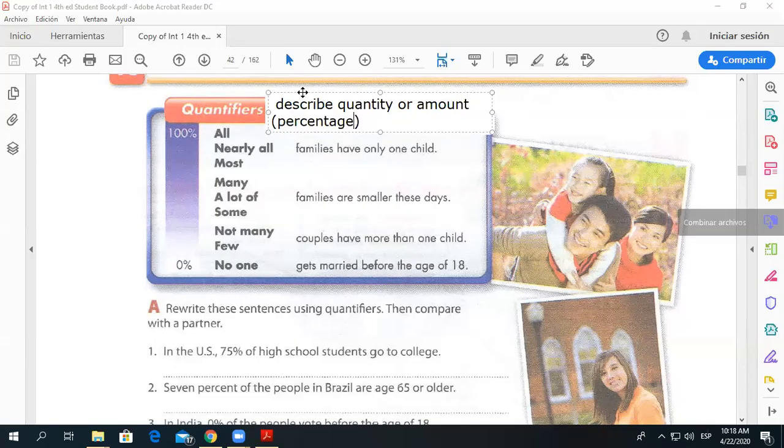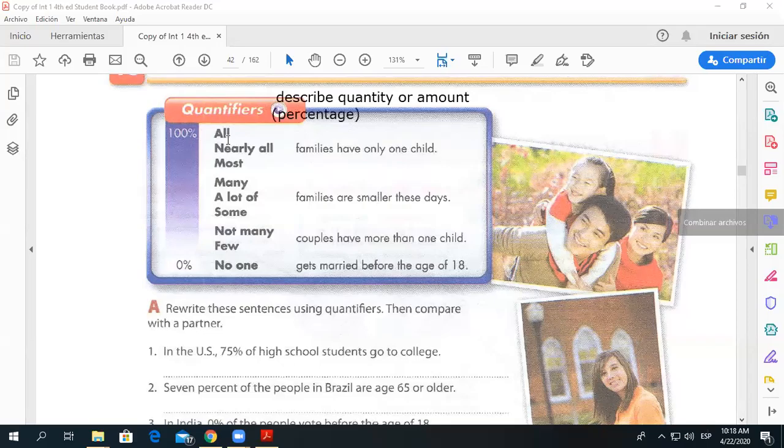So for example, you have all families have only one child. Nearly all families have only one child. Most families have only one child. So something you're going to do in your mind, because this is not perfect, is that you're going to assign a number to each adverb of frequency.